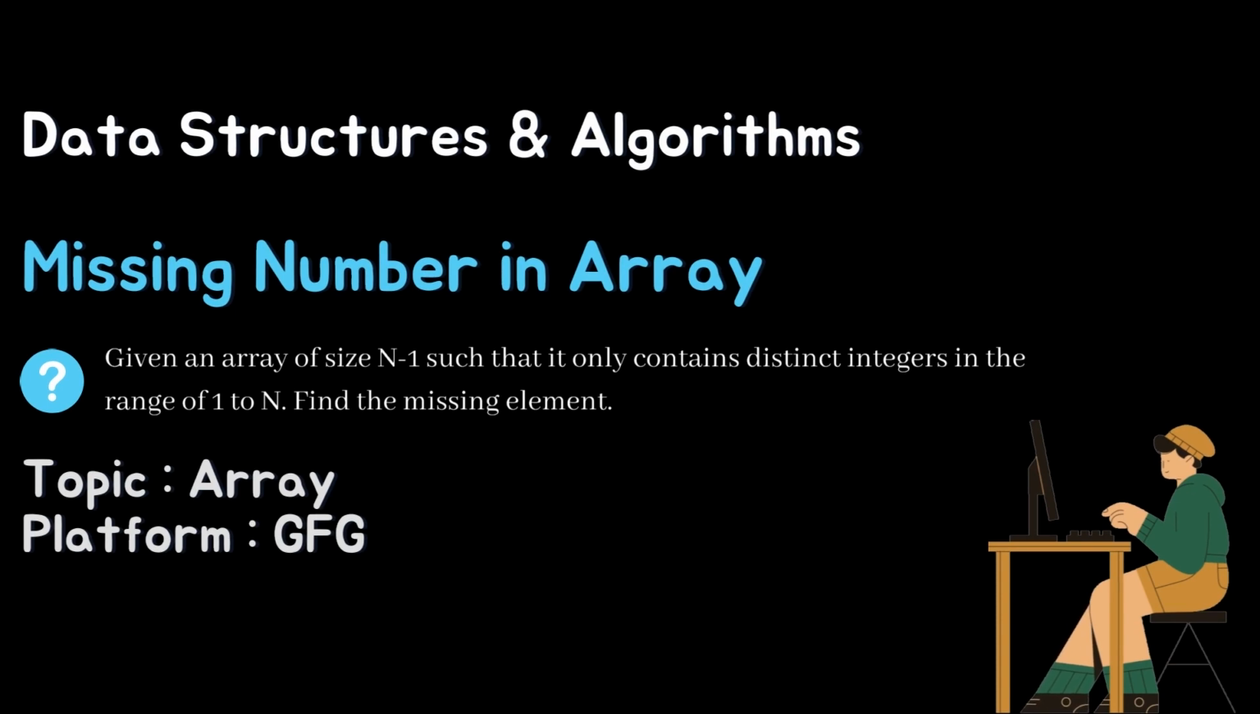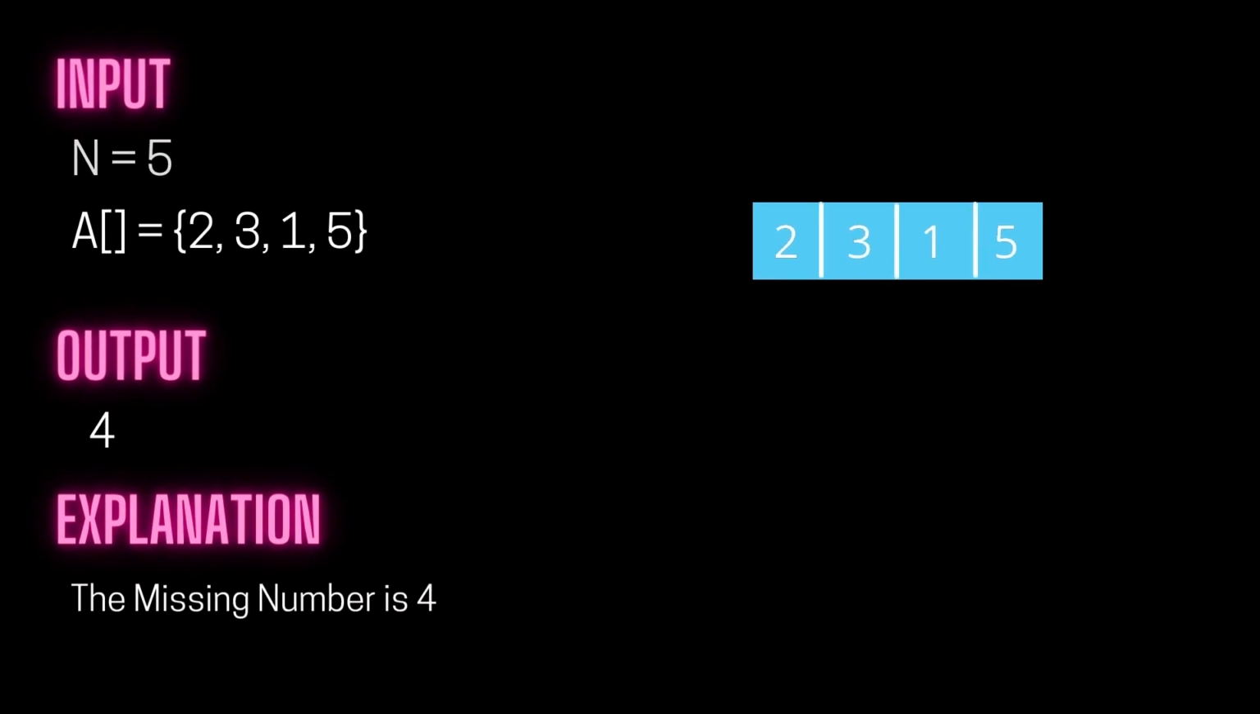Missing number in array. In this question, we are given an array of size n-1 such that it only contains distinct integers in the range of 1 to n, and we have to find the missing element. Let's see the input and output of this question.